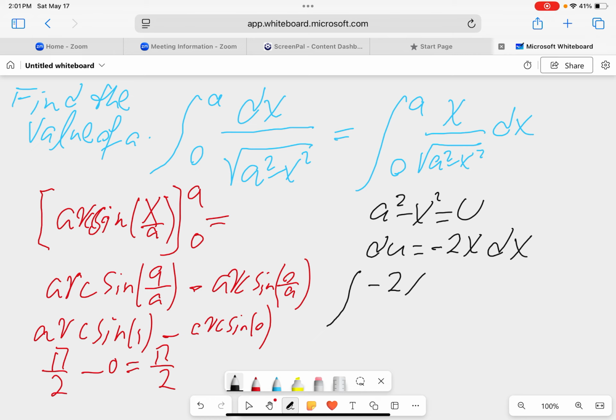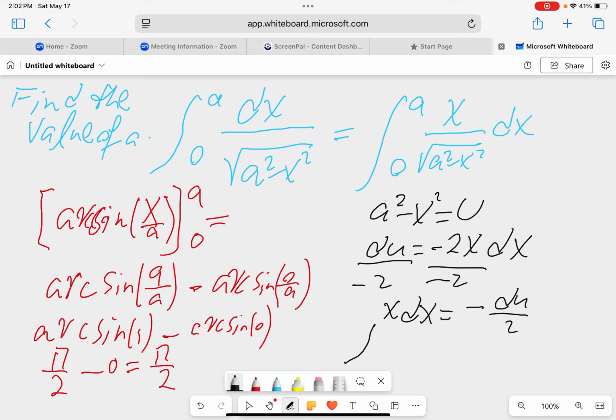So we forgot to do something. One second, please. We forgot to divide both sides by negative 2, right? So you end up with x dx equal negative du over 2. And as you can see, we have x dx on the right integration. So I'm going to substitute that inside. So I end up with 1 over a square root of u, right? And you have negative 1.5, we're going to put it outside, and you have a du here.